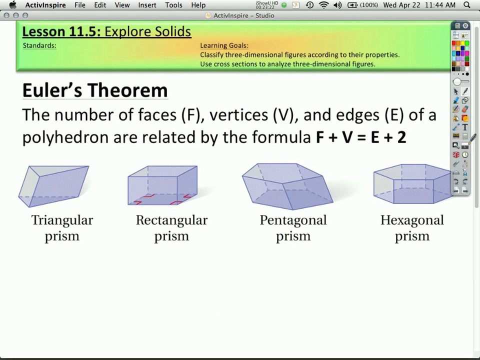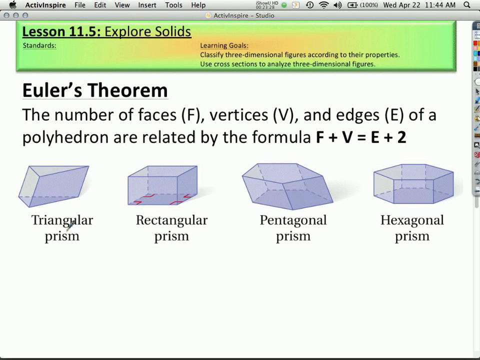So, triangular prism. This is a prism. These are all prisms. This is a triangular prism because the base is a triangle. This base is a rectangle. This base is a pentagon. And this one is a hexagon. So that's a hexagonal prism.